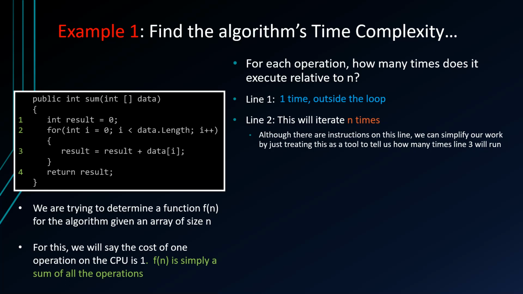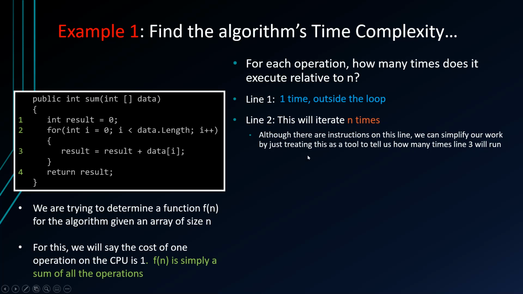Now, looking at this, there are actually 3 instructions on this line. We have the assignment statement, which is i equals 0. That happens once at the very beginning of the loop. And then we have the next 2 statements, which are the comparison and the increment. These 2 things each happen once for every iteration of the loop. That means they're each going to happen n times. But we're just going to ignore that for now.